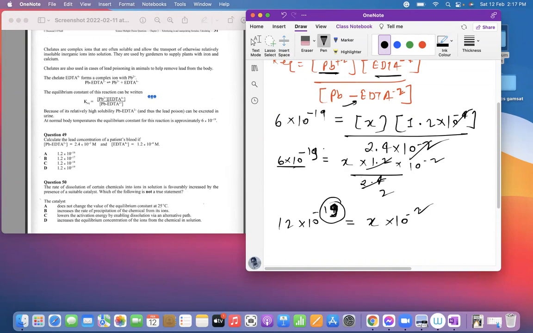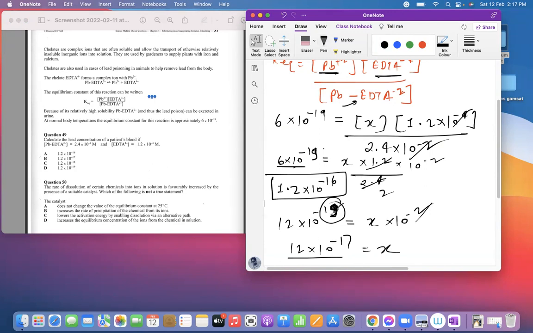So you can see if you cut down, this will be 12 into 10 to the power minus 17, which is equal to x. So this is 12 into 10 to the power minus 17, but your option is 1.2. If you write this in terms of 1.2, that will be 1.2 into 10 to the power minus 16. So I think it should be A. I'm not sure about the calculation. You can cross check.